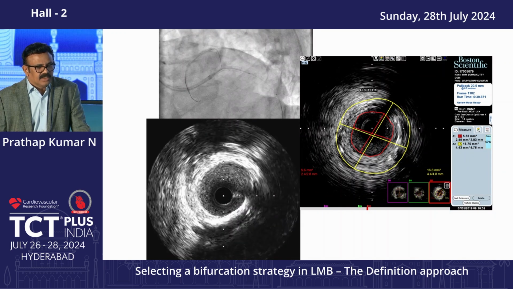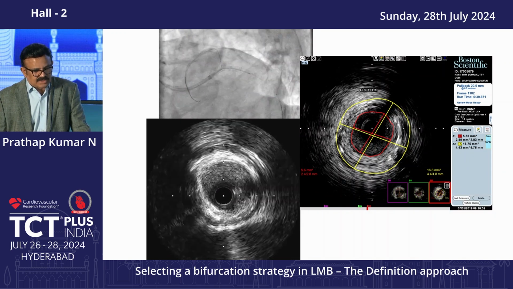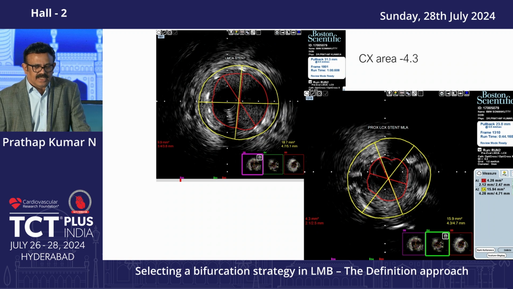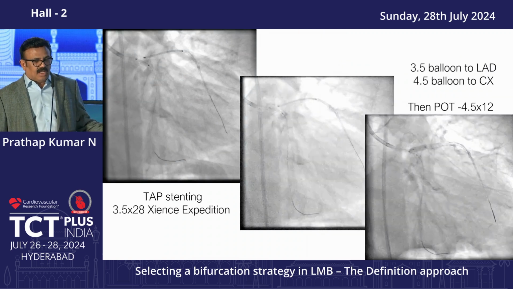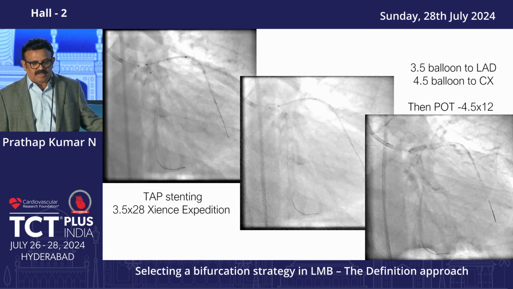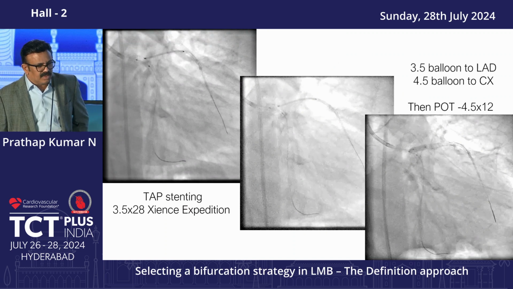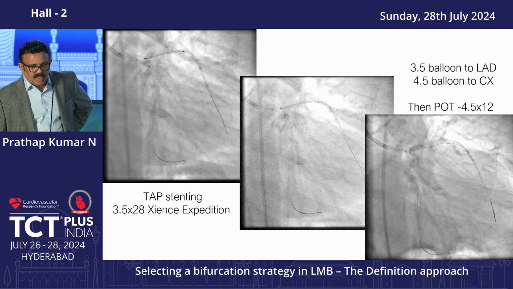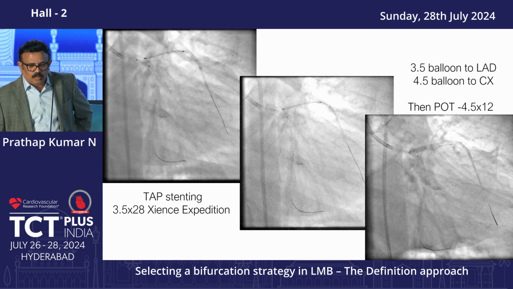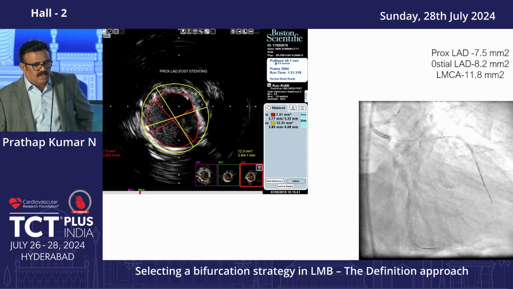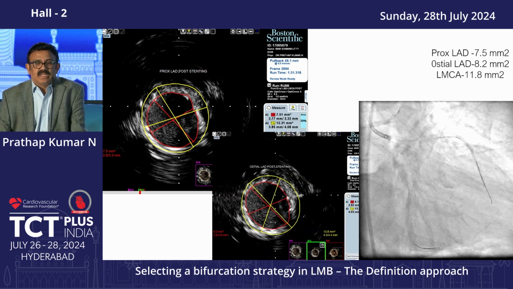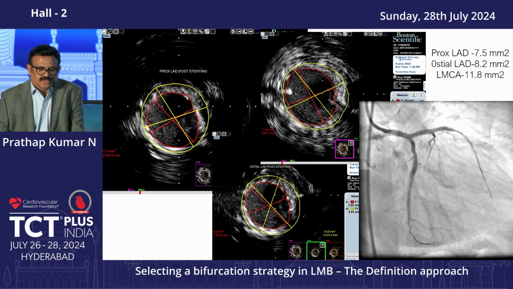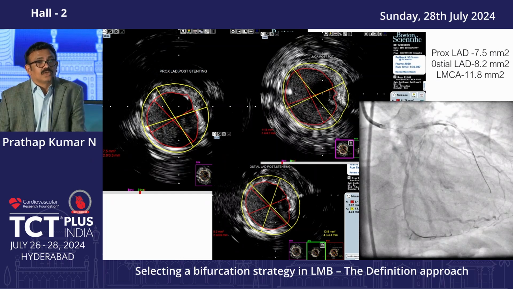So I decided to do an IVUS to the circumflex also. Then circumflex area is 4.3. Beyond 4, you can just leave it. And then what I did is a 3.5 millimeter balloon into the LAD and 4.5. We did a TAP stenting. And then with a POT of 4.5 into 12, I produced a result like this. Proximal LAD 7.5, ostial LAD 8.2, LMCA 11.2. This was the final result I created.